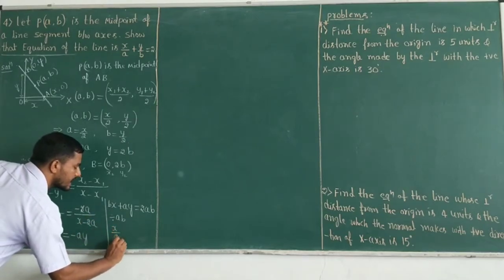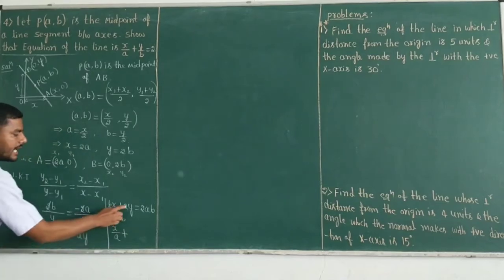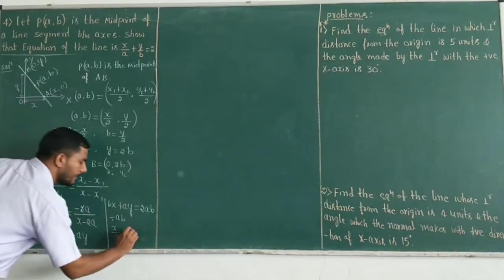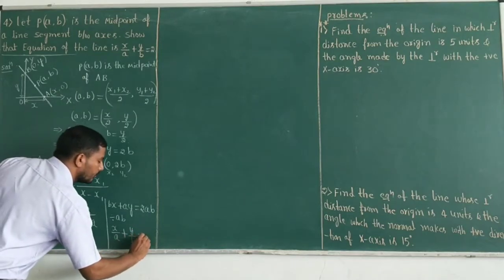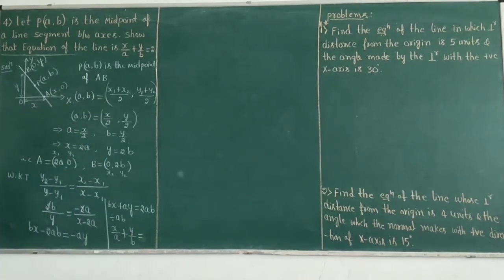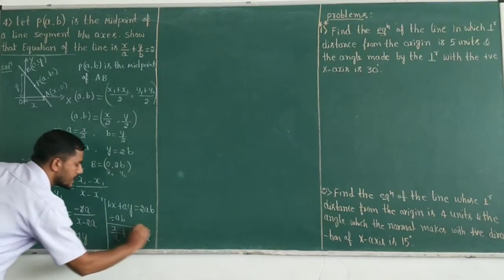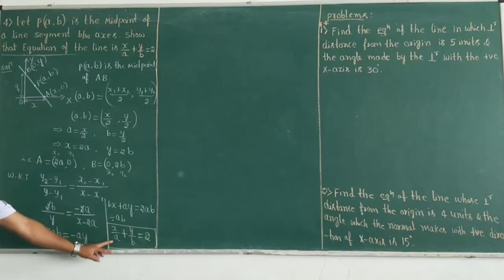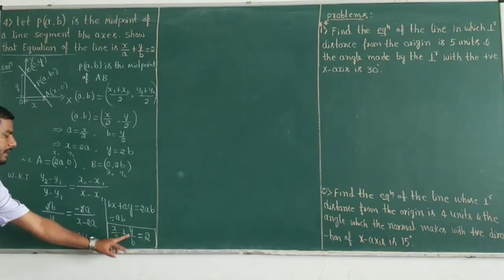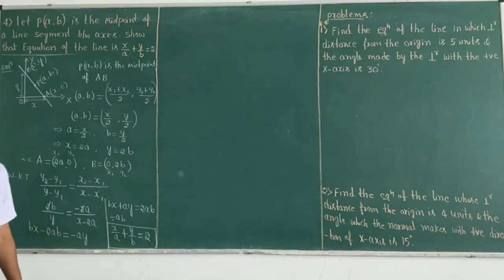The remaining value is x divided by a, plus here a are getting cancelled. The remaining value is y divided by b is equal to, here ab are getting cancelled. So the remaining value is 2. So this is the equation of a straight line. So now the equation of straight line x by a plus y by b is equal to 2 is what we had to prove. So this is the equation of straight line.